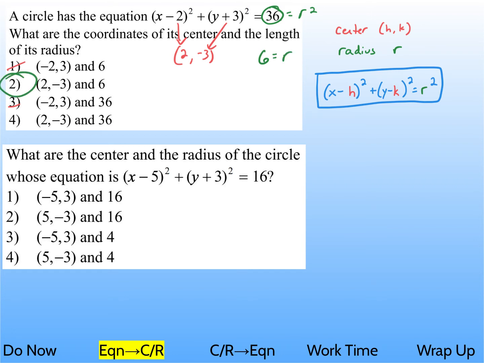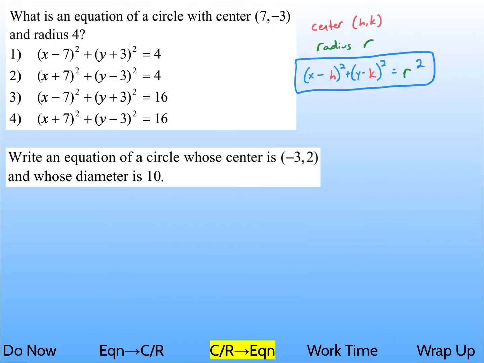So it's choice 2. All right, if we look down at this one down here, again, we have to switch the signs. So instead of negative 5, positive 5. Instead of positive 3, negative 3. That's your center. And the radius is the square root of 16, because the radius squared is 16, which means the radius is 4. So 5, negative 3, and a radius of 4.